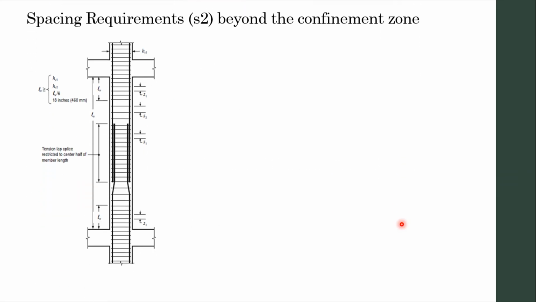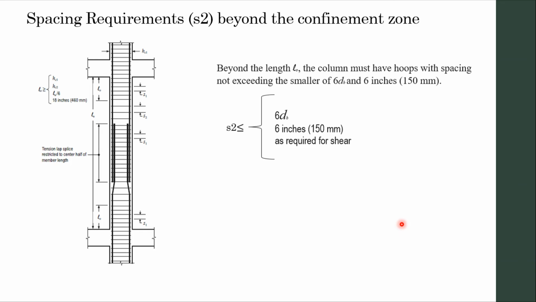This is additional provisions. So, punta naman tayo sa spacing requirement S2 beyond the confinement zone. So, away from the confinement zone. Ano naman yung spacing requirement beyond the confinement zones? So, beyond the length Lo, the column must have hoops with spacing not exceeding the smaller of 6 db, 6 inches, and as required for shear.